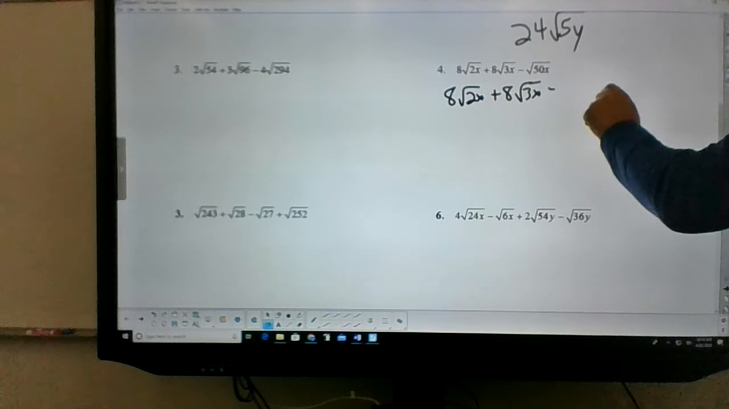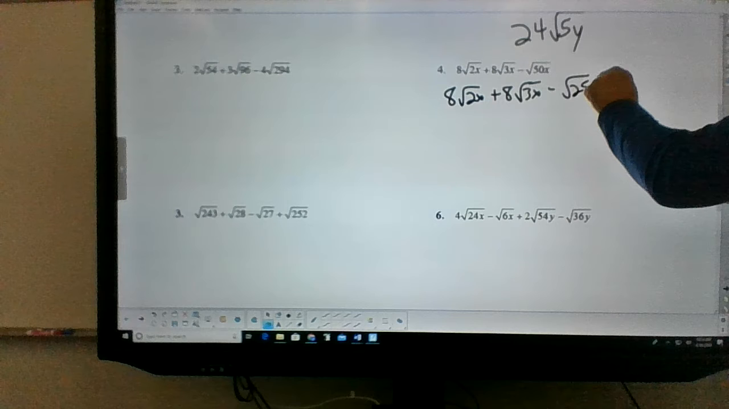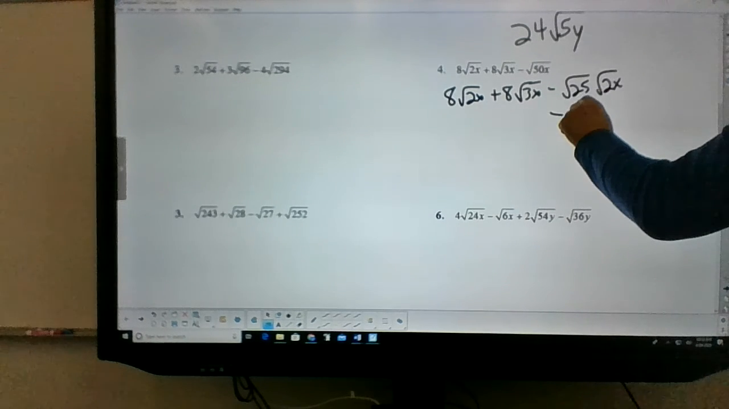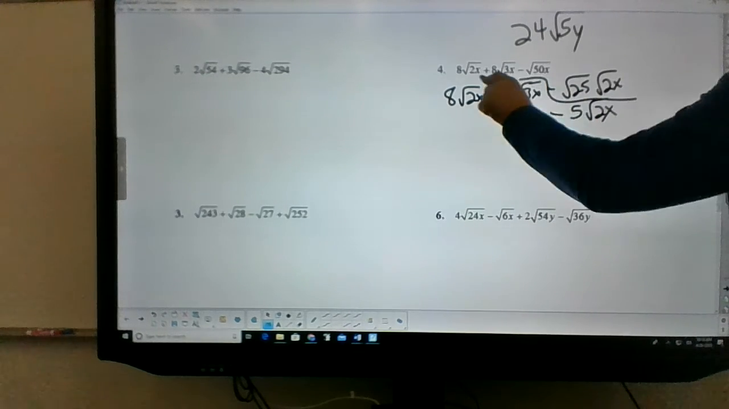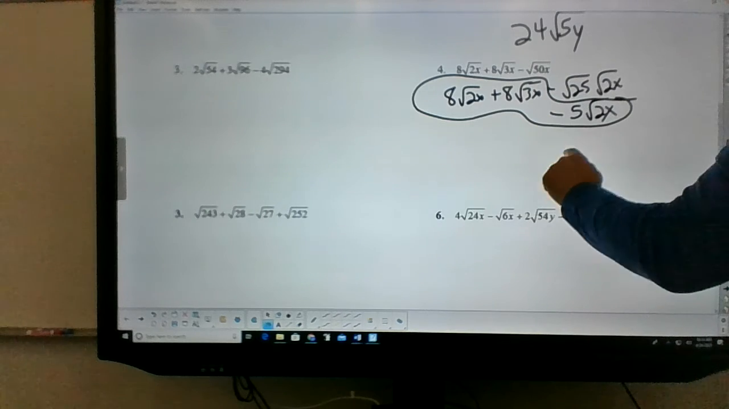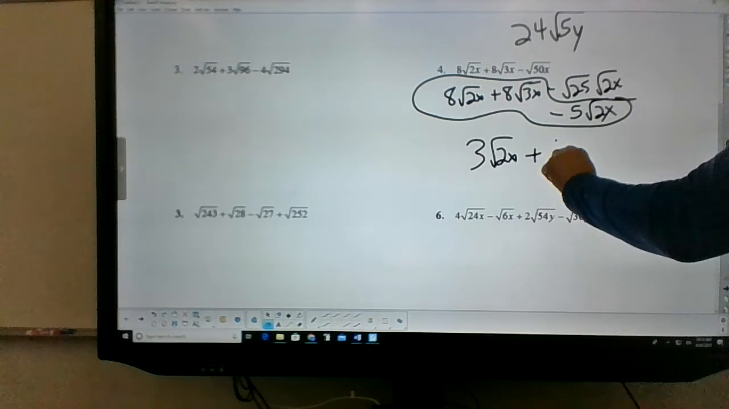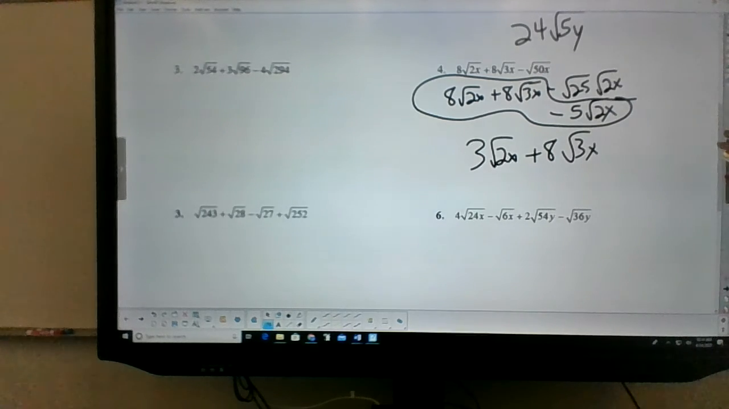So minus, I can get a 25 out. 25 times 2 is 50, so radical 2x. This becomes minus 5 radical 2x, which again, we have this now. And radical 2x, we can combine that 8 and a minus 5 to get 3 radical 2x plus 8 radical 3x.